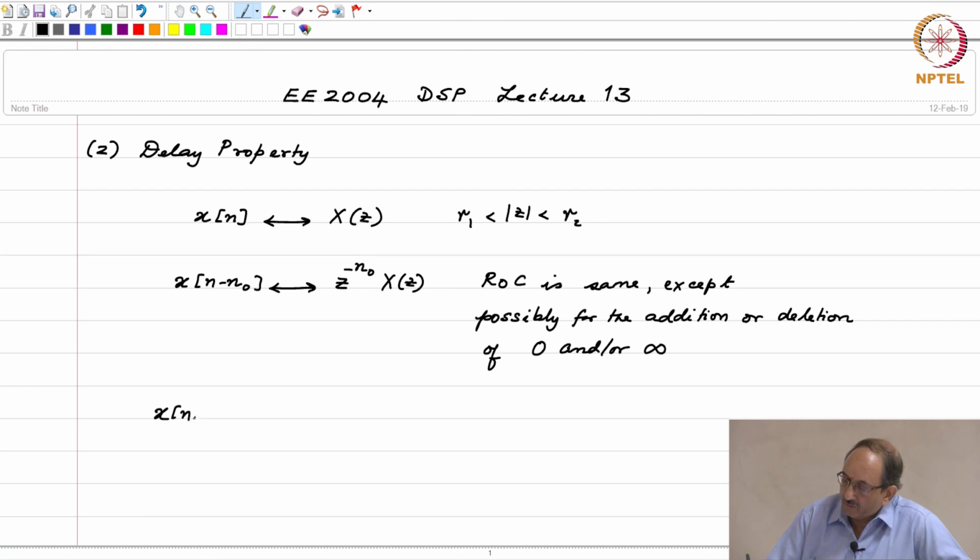and the corresponding DTFT property is this. All you need to do is replace z by e to the j omega. Therefore, this becomes e to the minus j omega n naught times x of e to the j omega.